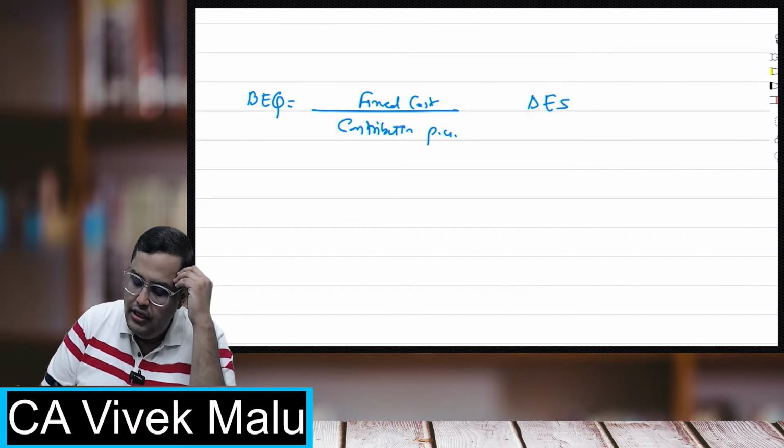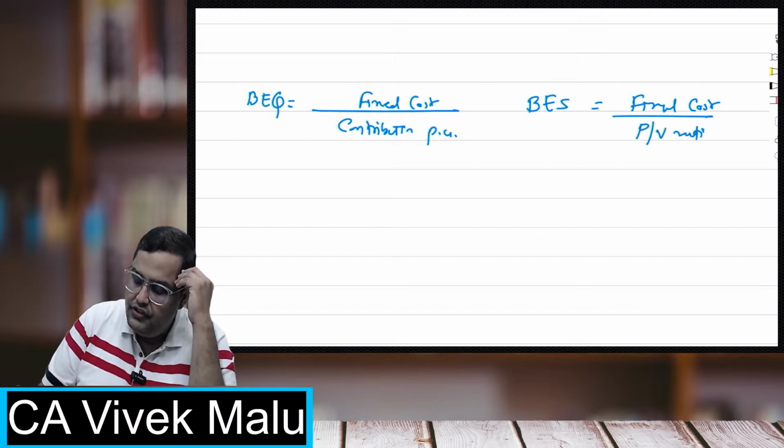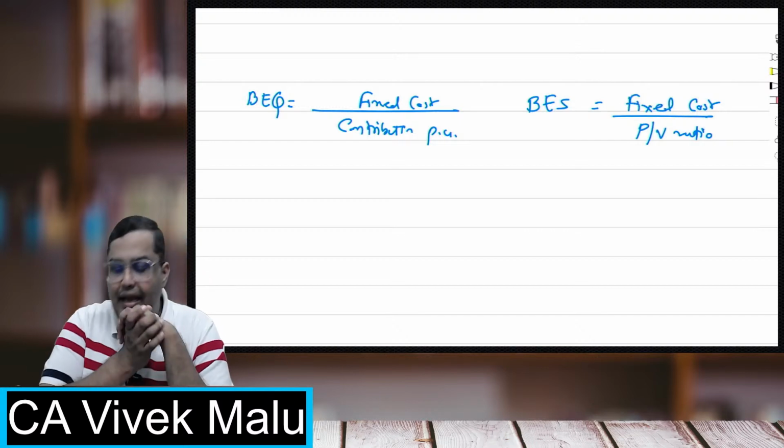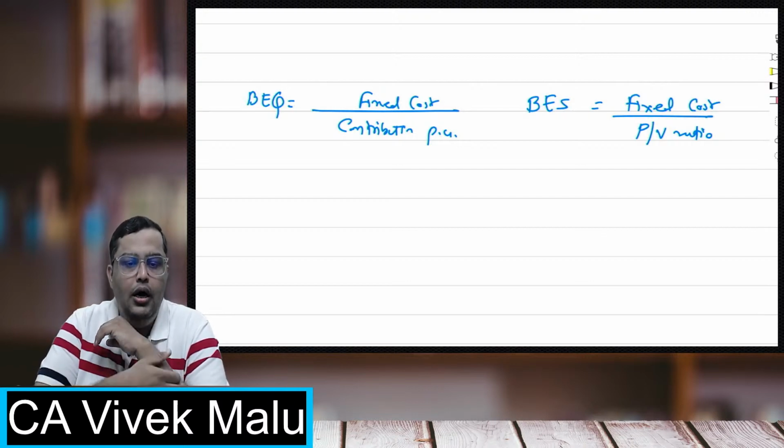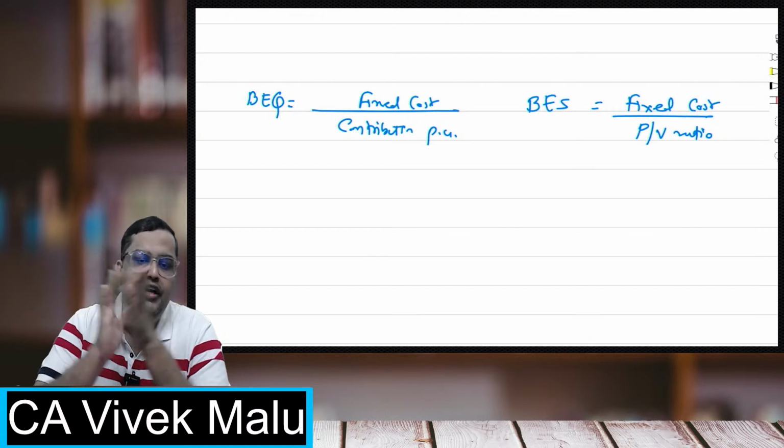Similarly, if I want the number in sales, if I want the number in rupees, then the formula for break-even sales is actually fixed cost upon PV ratio. Fixed cost upon PV ratio. This formula actually tells you how much sales you need to make to earn basically no profit, no loss.